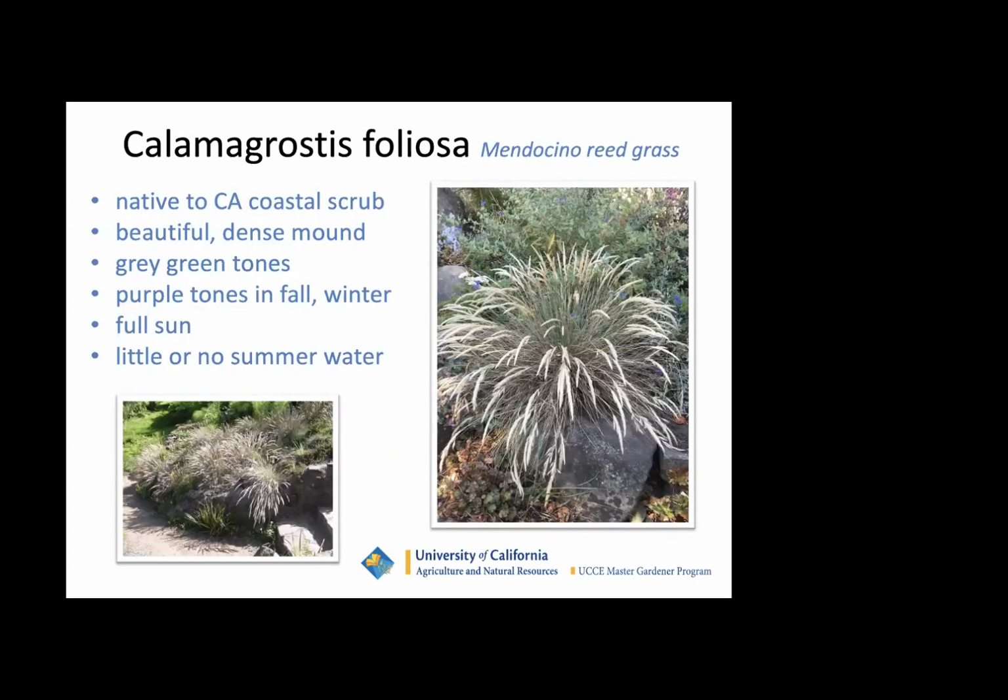And this is a beautiful native grass called the Mendocino reed grass. This is native to our coastal areas. So as you might imagine, it also likes cooler temperatures. It produces these dense mounds of gray green tones with beautiful little purple streaks in the fall and winter, really beautiful. And I love it when it's blooming like this on the right, the photo on the right, that's actually in my garden. I just think it has such a nice look. It reminds me of fireworks.